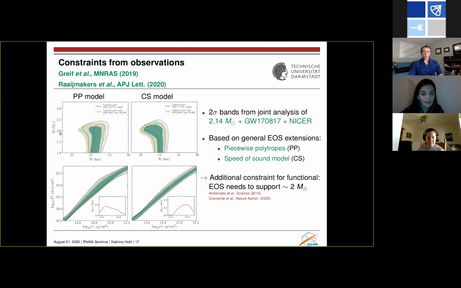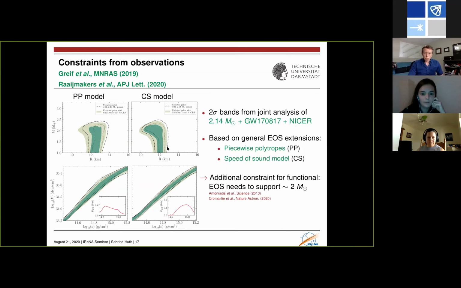And here you see the mass radius relation, and here the EOS, so the pressure as a function of energy density, for 2 different equation of state models. So up to saturation density, it's also based on chiral EFT, and then in order to extend the EOS, they use either the piecewise polytropes model or a speed of sound model. And I won't go into details here. What's just important is that they give 1 sigma and 2 sigma bands if they include all the information from the heavy neutron star, gravitational waves, and NICER.